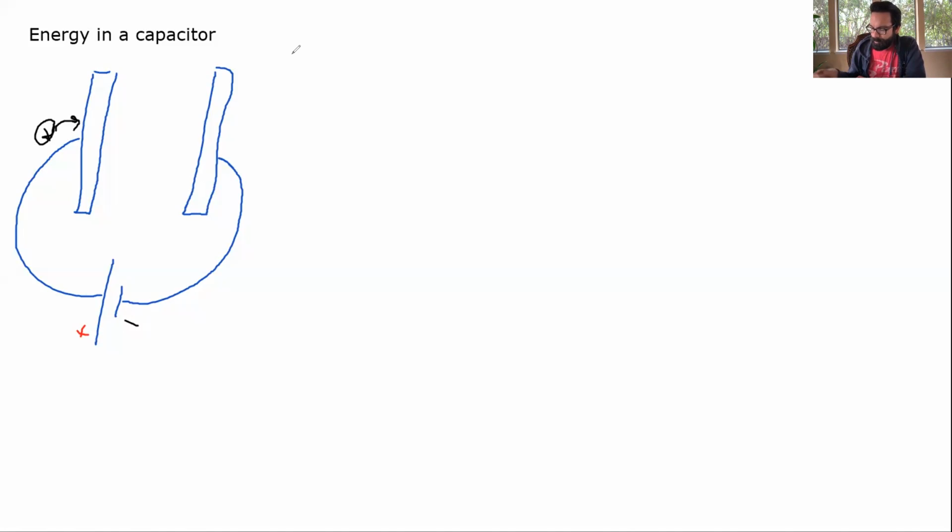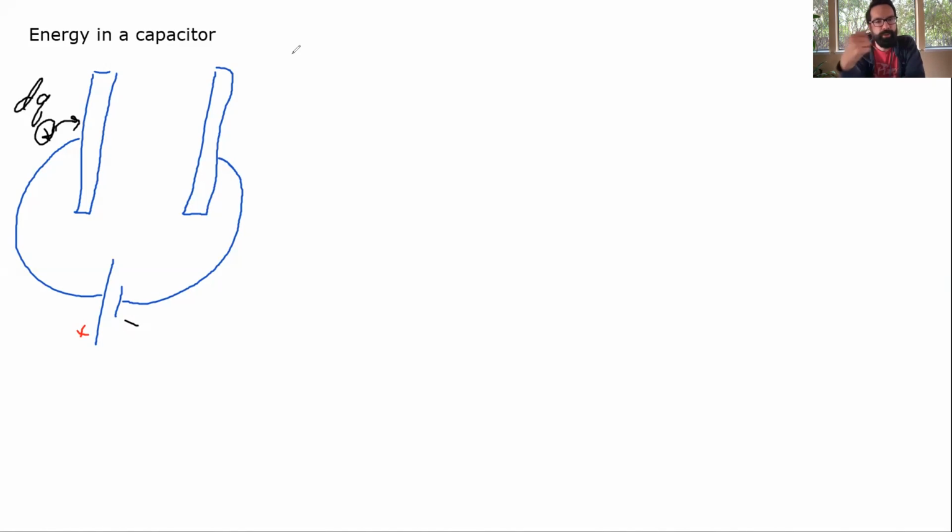Let me see, what's the best way? I'm trying to think what would be the best way to approach this. I could do it using voltage, or I could do it using energy. Let me do it this way. So for one charge, so for some charge, I'm going to call this dq.